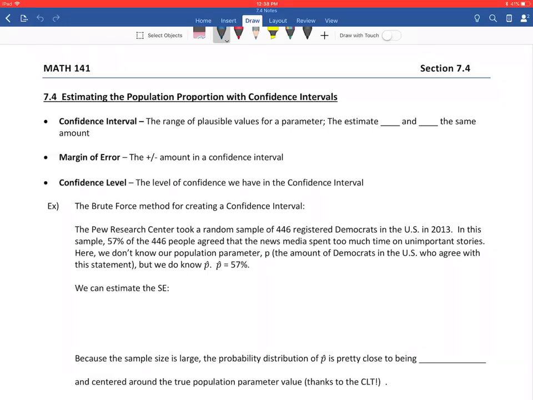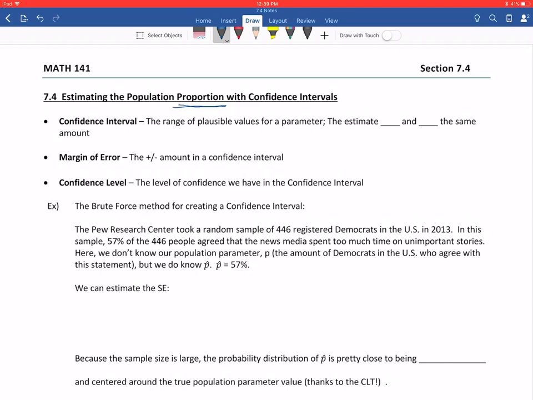Section 7.4, estimating the population proportion with confidence intervals. So confidence interval is one of the two big main key ideas that we're going to talk about for the rest of the semester. We've got confidence intervals here in Chapter 7 and hypothesis tests in Chapter 8. So these are two big ideas that we're going to keep using over and over again throughout the rest of the semester. So this is just our introduction of doing them with proportions.